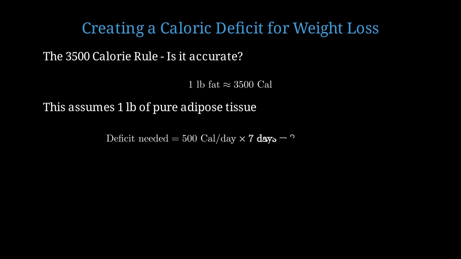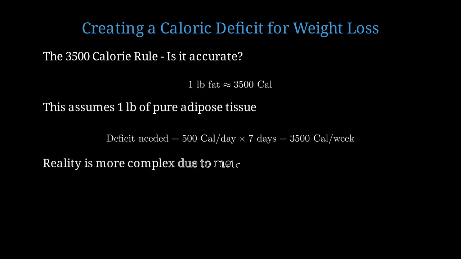A deficit of 500 calories per day times 7 days equals 3,500 calories per week, theoretically 1 pound of fat loss. However, reality is more complex. As you lose weight, your BMR decreases because you have less body mass to maintain. Your body also undergoes metabolic adaptation.